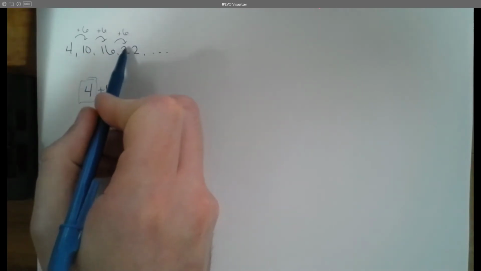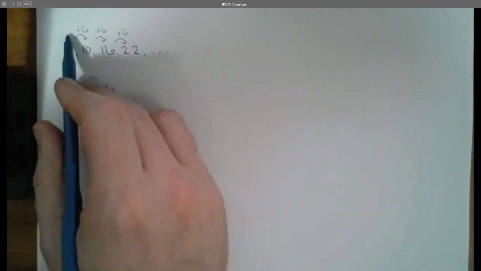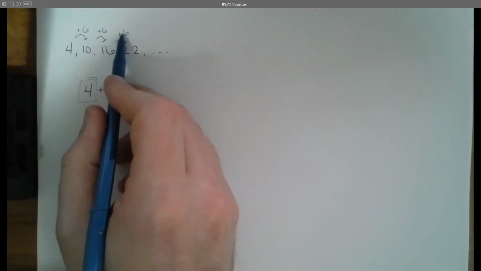Now we want to incorporate our value for n. This is where things get a little bit tricky. For our first term, do we add 6 to get to 4? No, we don't. We just add 6 to our second term, our third term, our fourth term, in order to keep going. So by the third term here, we've added how many 6s? Two 6s. By our fourth term, we've added three 6s.